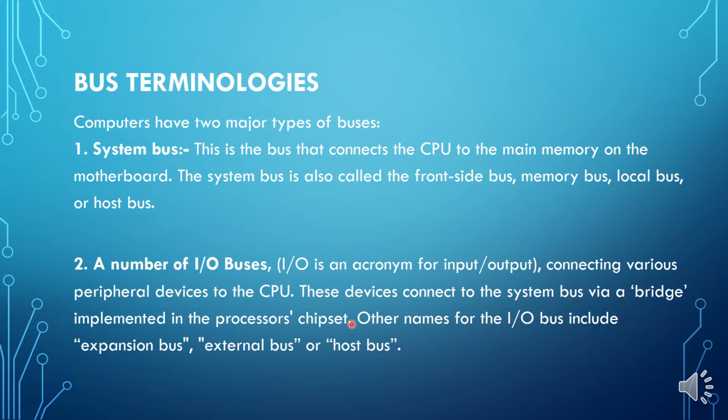We have already seen that two types of bridge are there, north bridge and south bridge. In the next lecture we are going to study about the chipset. Other names of the IO bus include expansion bus, external bus or host bus. So we are going to see what the expansion buses are.